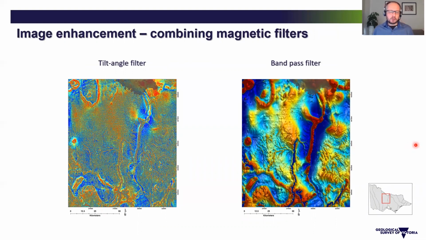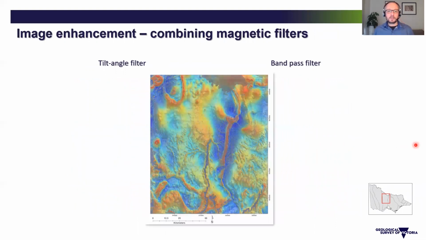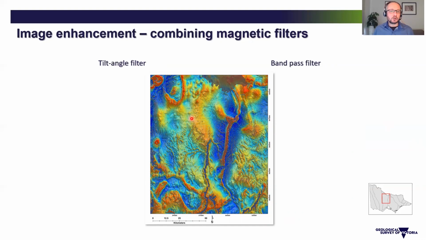And we can also do that with different filters, for example. So here's a tilt filter on the left and a bandpass filter on the right for magnetics in the northern Bendigo zone. And if we combine those, we're kind of getting the best of both worlds in one image. So we've got these broader anomalies coming from deeper sources, and obviously shallow high frequency anomalies that are giving us information about the shallower sources. So in this case, all these dendritic paleo channels and some of the Heathcote volcanics responses that you see there.